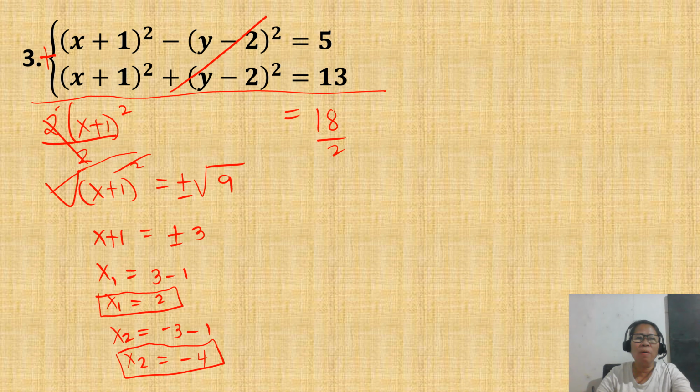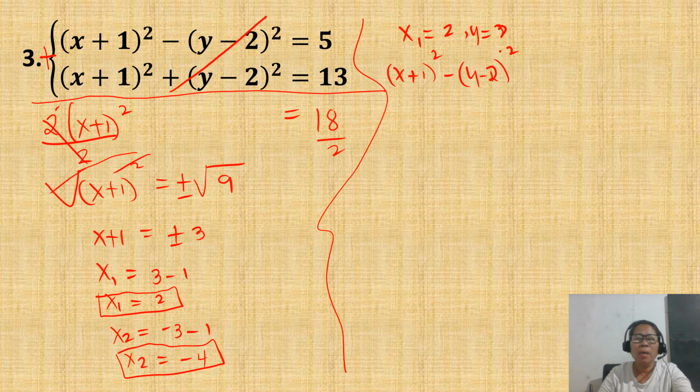So to get the value of y, we are going to use the first and the second value. So the x sub 1 is positive 2. So what will be the value of y if this is the case? So we have to use the original equation A, x plus 1 squared minus y minus 2 squared is equal to 5. So the x is 2, so 2 plus 1, and then y minus 2 squared is equal to 5.